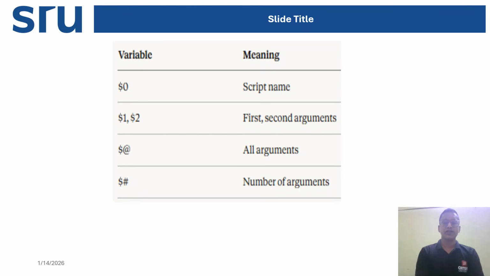Here $0, that is the script name. $0 means script name. $1, $2, first and second arguments, and $@ means all arguments. Suppose some 5 arguments are there, $@ provides all arguments, and $# means the number of arguments. Suppose 5 arguments are there, $# means the total number of arguments, that is 5.